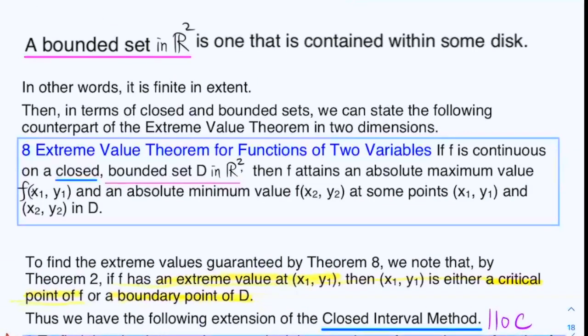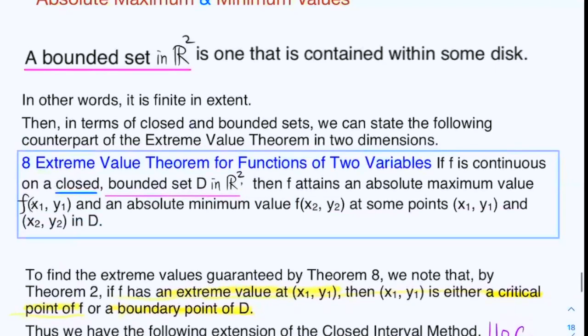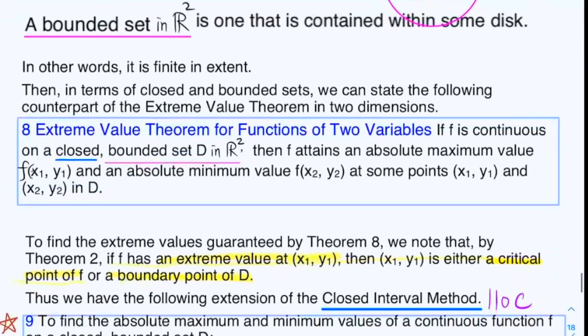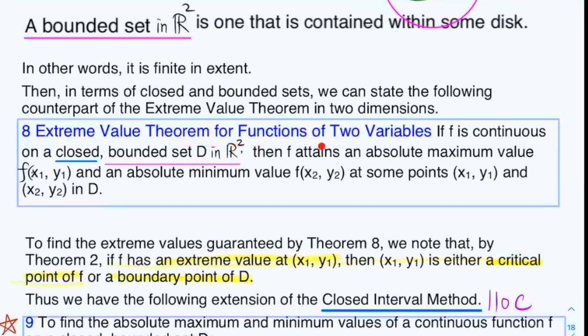A bounded set in R2 is one that is contained within some disk. Another definition here talks about a bounded set. What does a bounded set mean? That means you can contain it. Suppose we have a set like this in R2. How is it bounded? Well, if we can contain this inside some disk, then this set is bounded. Now we have the extreme value theorem for functions of two variables.